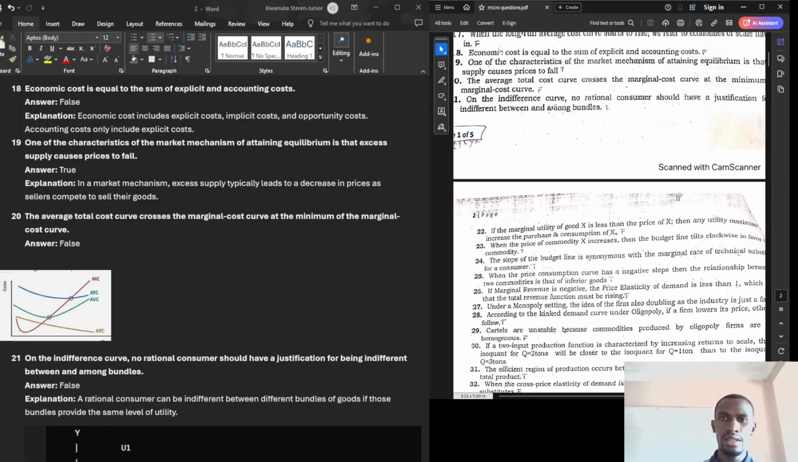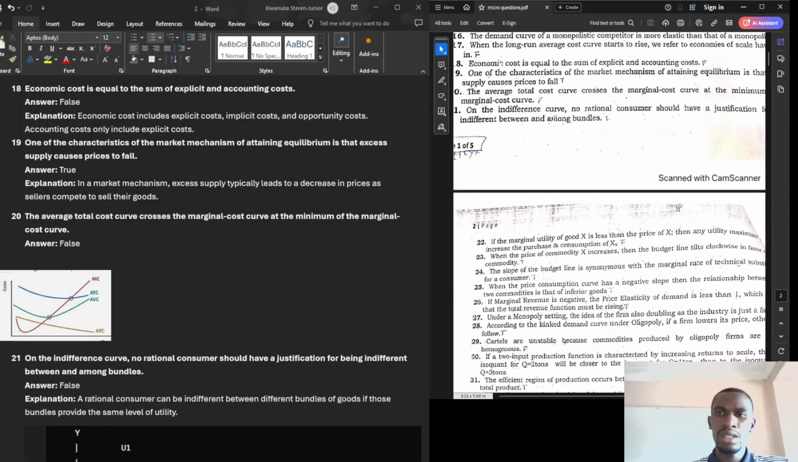Number 18 says economic cost is equal to the sum of explicit and accounting costs. You see that is false. Why? Because the economic cost includes explicit, implicit, and opportunity costs. It is only accounting cost which includes explicit costs.